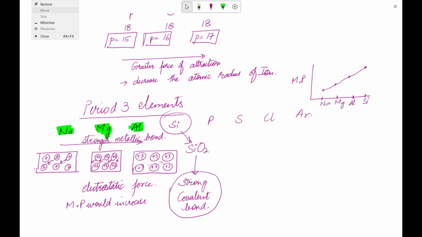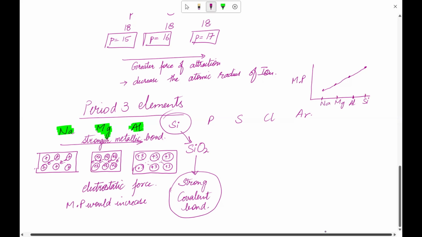First of all, if we want to discuss phosphorus, we must know that phosphorus exists in this molecular form, that is P4. Sulfur is going to exist in S8 form. Chlorine is going to make a double bond, so it is in Cl2 form. And then we have argon. Is that clear?